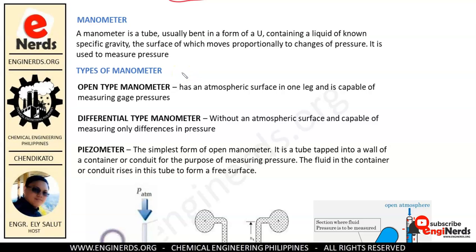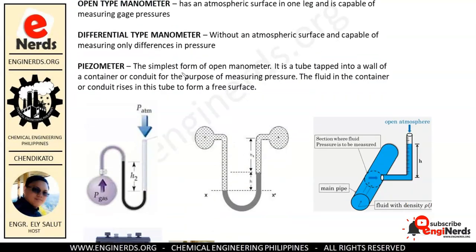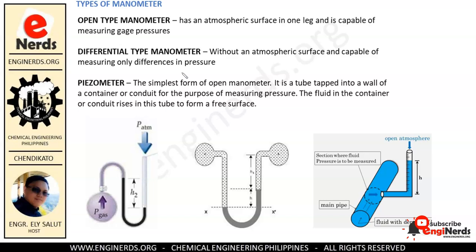Okay, so we have some pictures here to explain the types of manometer. So we have first an open type manometer. The open type manometer has an atmospheric surface in one leg and is capable of measuring gauge pressure. So this one is an open top manometer. As you can see, we have an open leg on this side, so it is open to the atmosphere. That is why it is called an open type manometer.